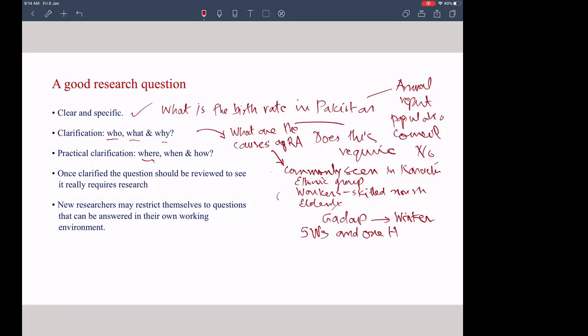So once clarified all these things, who, what, where, why is affected, then you can draft and formulate your question, right? That should be reviewed to see if it really requires research. Like the previous one, I said, what is the birth rate in Pakistan? You will not find it unanswered, in the sense that there are documents from where you can get a clear answer.